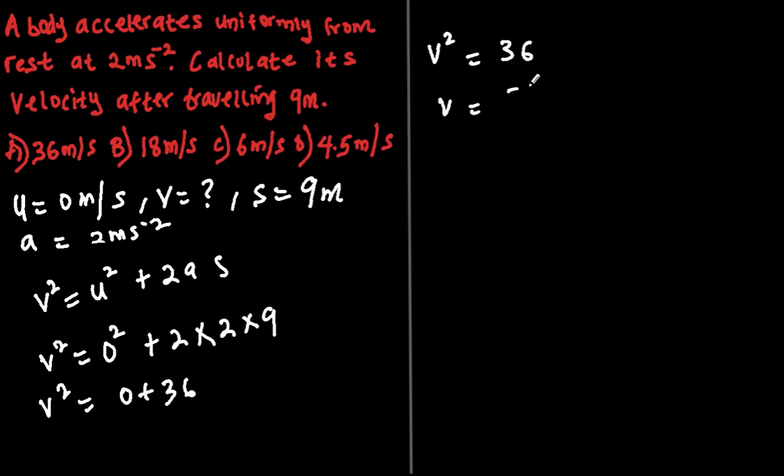Take the square root of 36. The square root of 36 is 6. So it's going to equal 6 meters per second, right? So after traveling a distance of 9 meters, the velocity is 6 meters per second, which makes choice C the correct answer. All right, that is simple enough. But if you don't get it, just rewind and watch again.